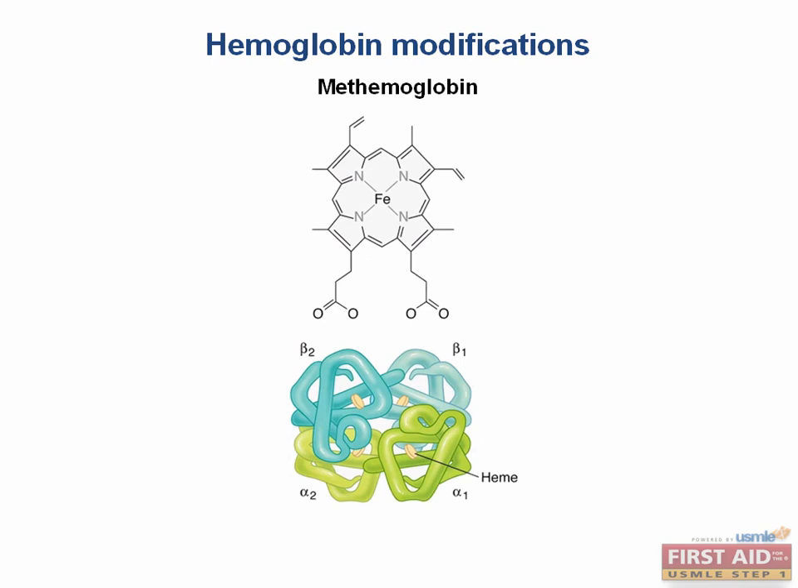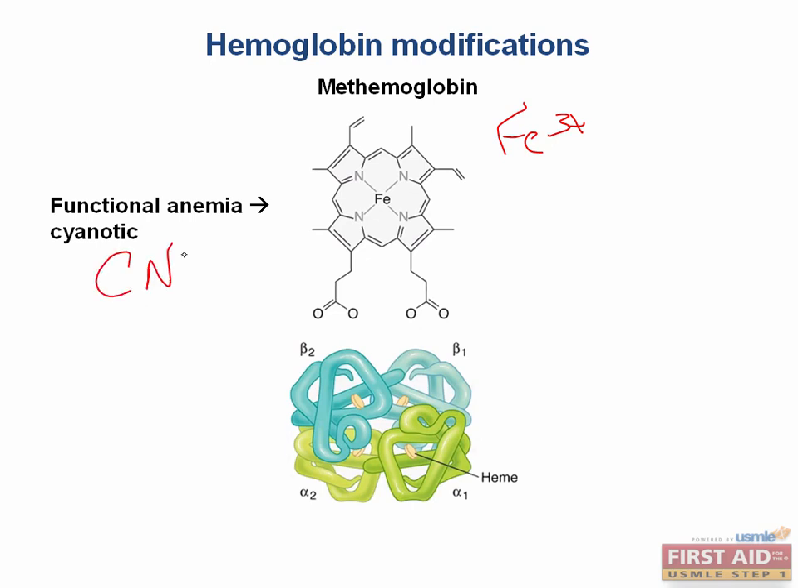Methemoglobin is the oxidized form of hemoglobin containing ferric or Fe3+ iron rather than ferrous, which is Fe2+. This form of hemoglobin is less effective at binding oxygen, and the patient gets a functional anemia. They can then become cyanotic. Interestingly, methemoglobin has a high affinity for the cyanide ion, which has important therapeutic implications that we'll come back to. So how can you get methemoglobinemia?